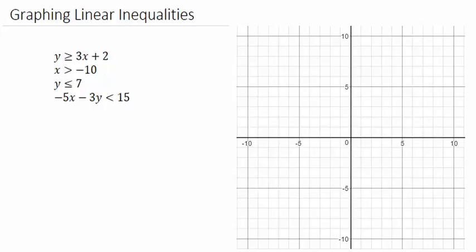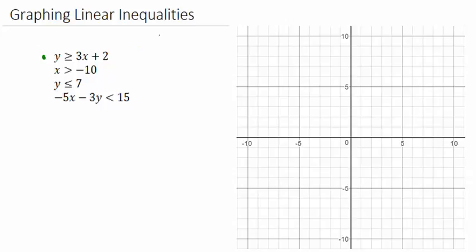Alright, so by request, we're going to do a quick little video on graphing linear inequalities, section 7.3 in your book. So basically what you're looking at is 4 different inequalities that are different types of lines that are going to show up on our graph. So I'm going to try to color code it.